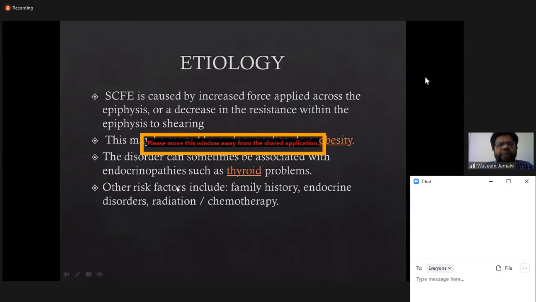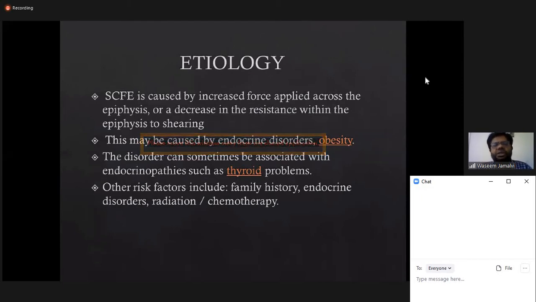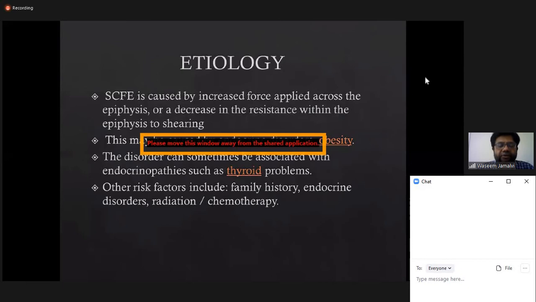Slipped capital femoral epiphysis is a disorder that can sometimes be associated with certain endocrinopathies like thyroid problems, and the most important thing is obesity. If a child is obese, there is a chance of this disease. The other risk factors are sometimes family history, as I told you, and endocrine disorders. Certain treatments like chemotherapy or radiation can also cause slipped capital femoral epiphysis. And a common cause is the use of growth hormone.